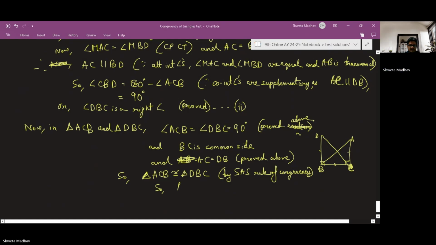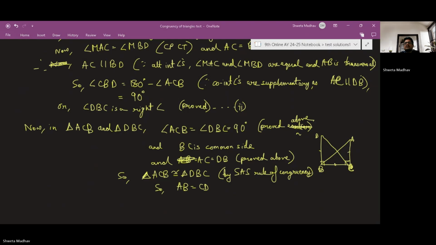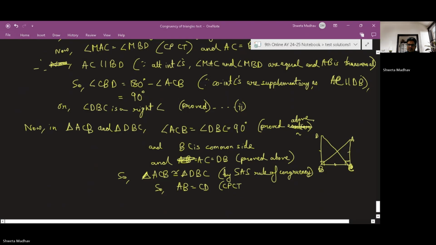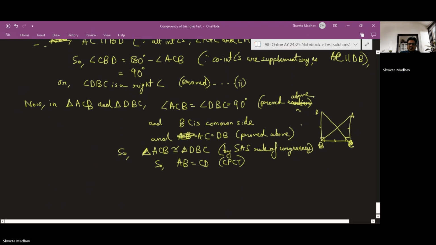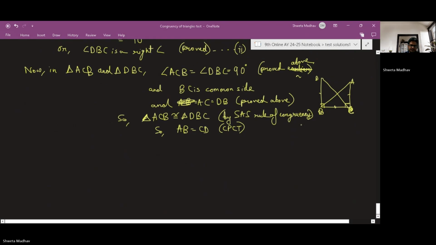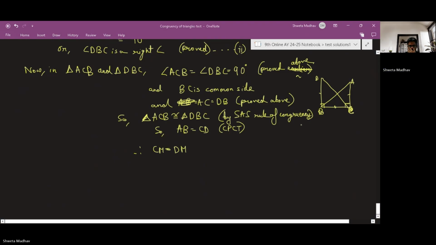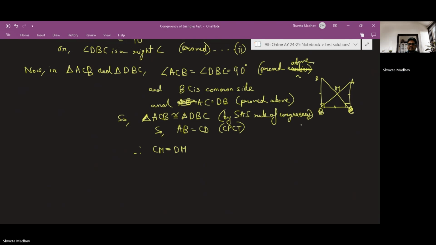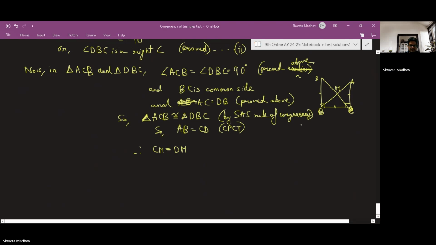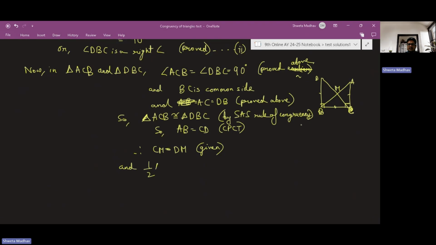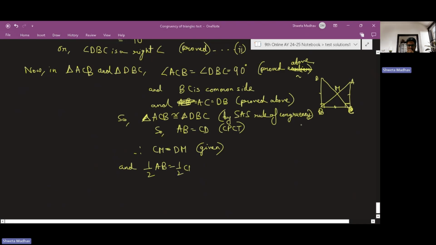So I can say that AB is equal to CD. I can say that AB is equal to CD by CBCD. Therefore, we can say that CM is equal to DM, which is given. So this was M. So I can say that half of AB is equal to half of CD also.